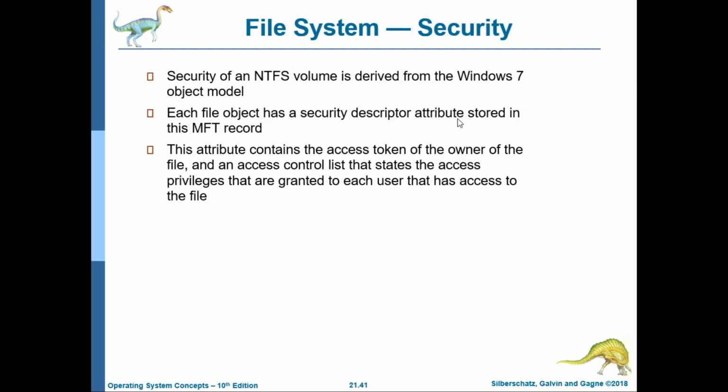So how about security in the file system? Security of an NTFS volume is derived from the Windows 7 object model. It is adopted from Windows 7 and is still used in Windows 10. Each file object has a security descriptor attribute stored in its MFT record. This attribute contains the access token of the owner of the file, and an access control list that states the access privileges that are granted to each user that has access to the file.